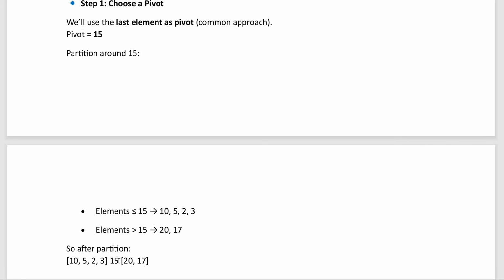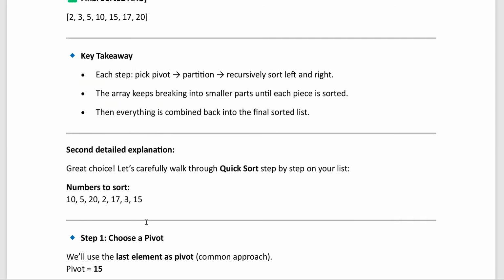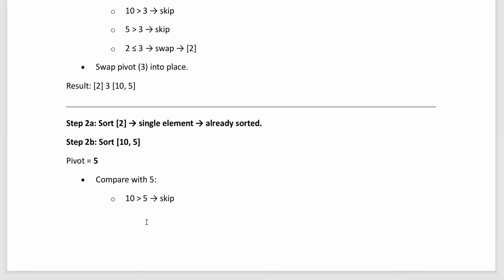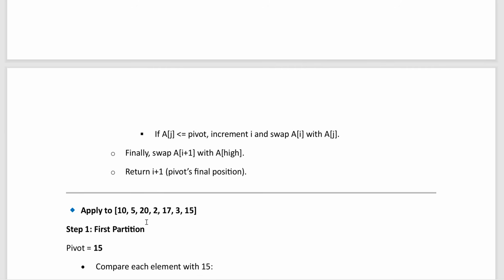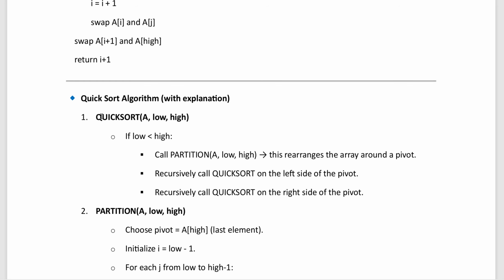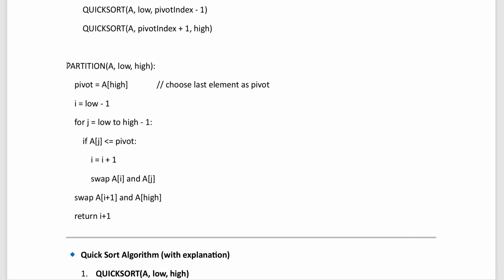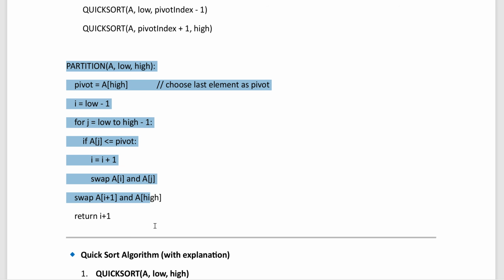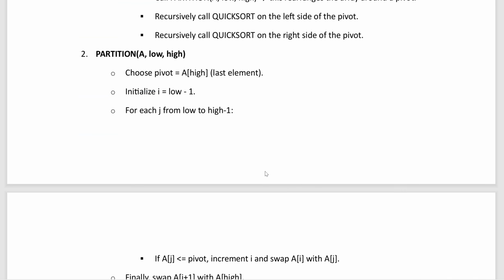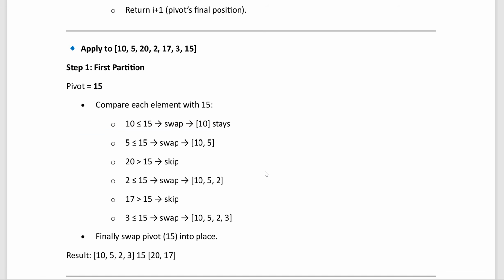So the pivot will remain in the middle, and the elements lesser than this pivot, 10, 5, 2, 3, will become this. So after partition, that is after calling the partition algorithm, from here to here, clear? So actually this partition algorithm will result in this.